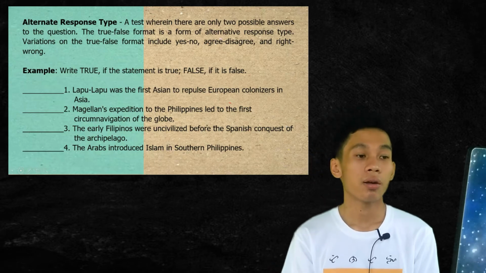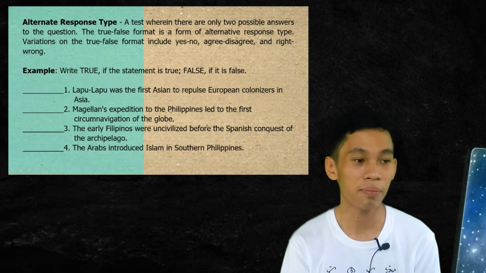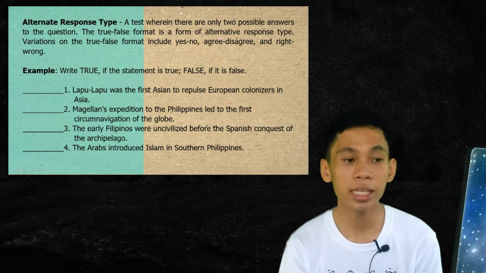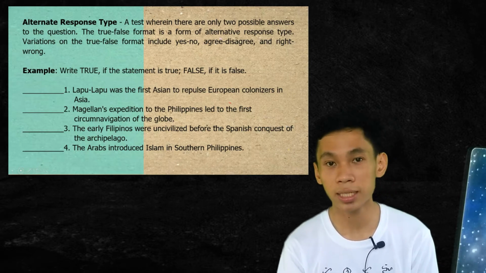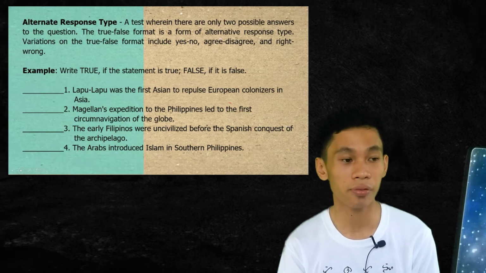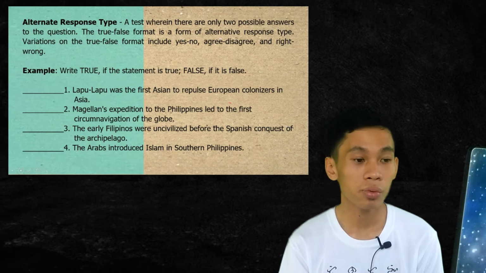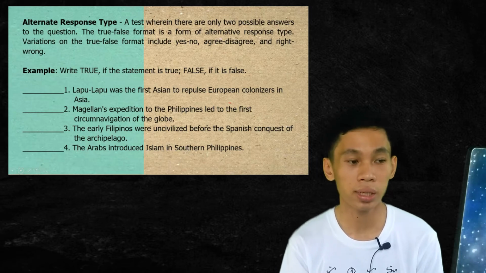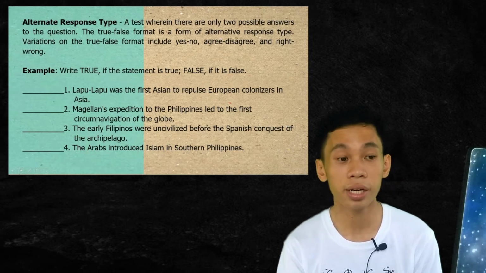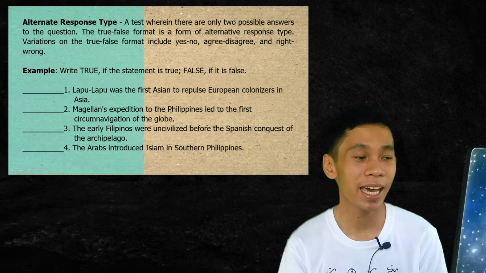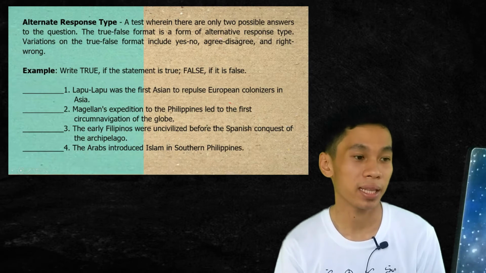Okay? Example, write true if the statement is true and false if it is false. Number 1, Lapu-Lapu was the first Asian to repulse European colonizers in Asia. Number 2, Magellan's expedition to the Philippines led to the first circumnavigation of the globe. Number 3, the early Filipinos were uncivilized before the Spanish conquest of the archipelago. Number 4, the Arabs introduced Islam in southern Philippines. So basically speaking, the students just need to write true or false sa mga statement. Okay?